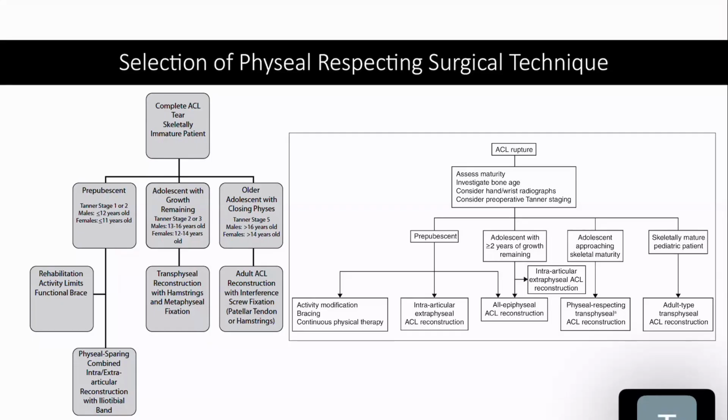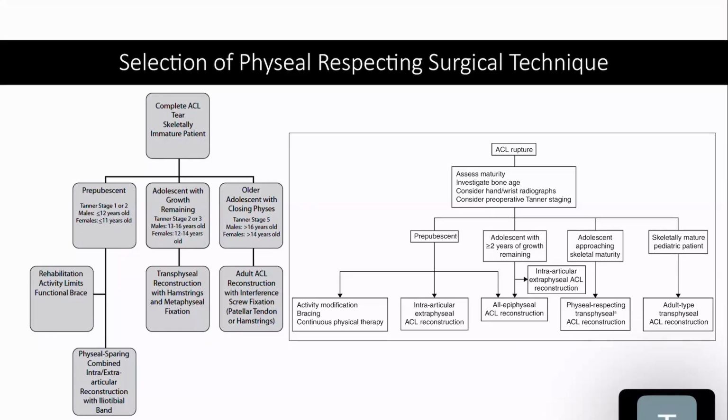And I would not use a BTB in a patient who still has open growth plates, and that's for multiple reasons. You have the distal femoral and proximal tibial physes that are still open. The tibial tubercle apophysis is still open, so you don't want to harvest from there. Same with the inferior pole of the patella. Its growth center is not fully developed.